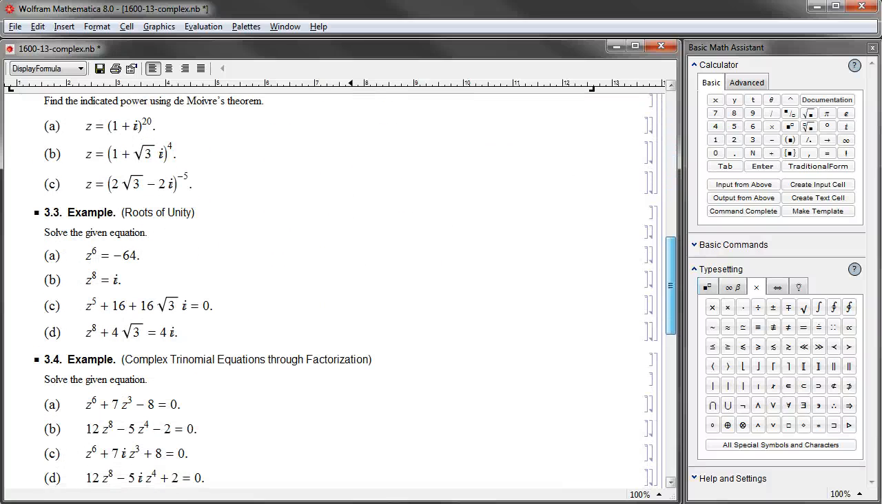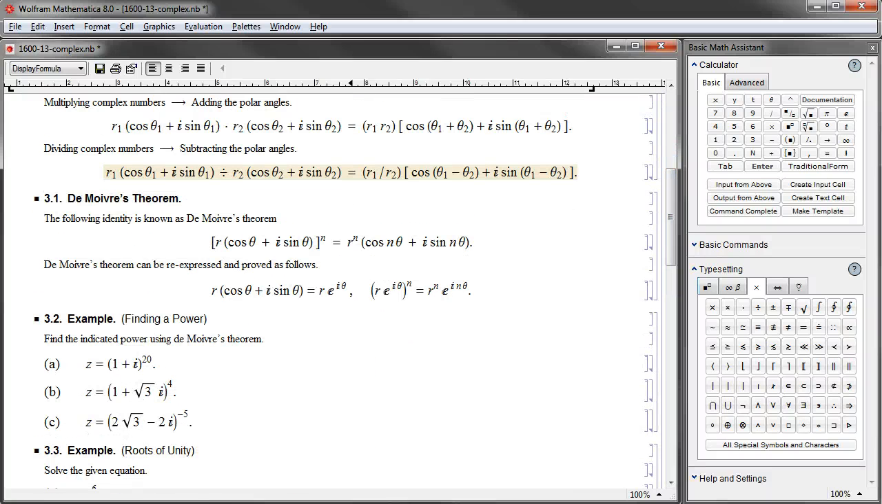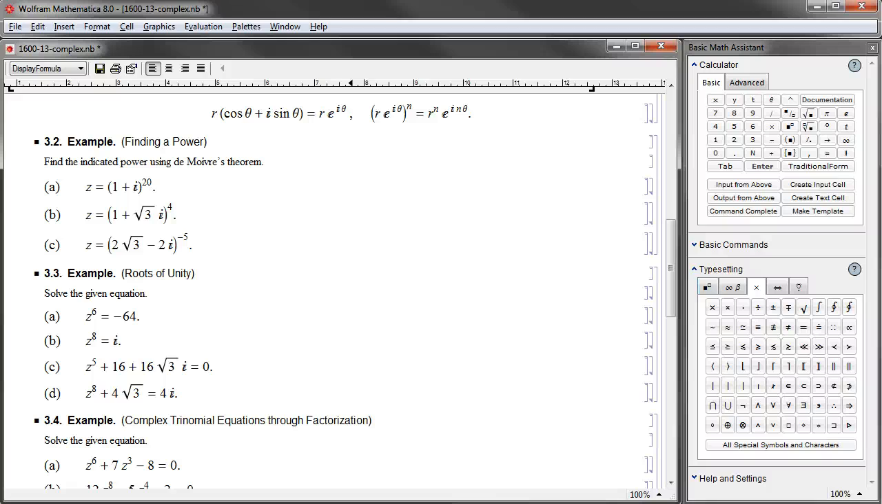Now let's apply De Moivre's theorem to this kind of problem. This is a problem we did: z to the 6th power is negative 64. So we'll choose another problem. Let's go with this one.